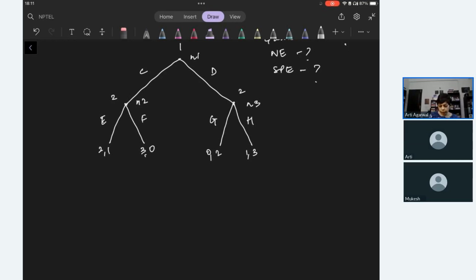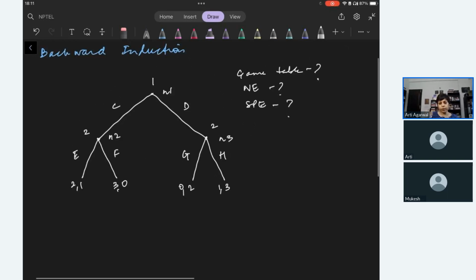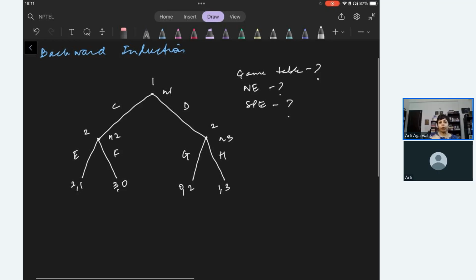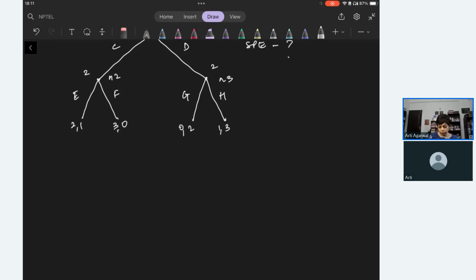Now, first, let's see what happens when we start with backward induction. And backward induction, as the name suggests, means you're starting at the bottom, at the lowest part of the tree. Lowest meaning at the terminal node. So these are your terminal nodes. All the nodes where you have payoffs written are terminal nodes. This is a terminal node. And we'll start the game at the terminal nodes. We'll not start at the top.